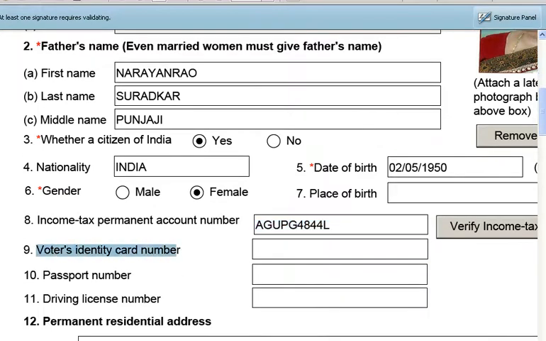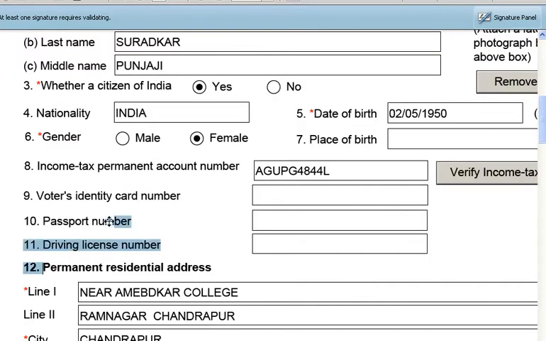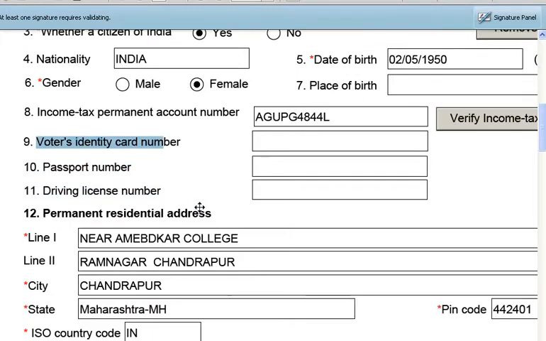Then the voter ID card number. If you don't have a voter ID card number, then your national ID card number. Passport number is compulsory for foreigners. Driving license number is not compulsory, it is optional. National ID card number is also optional.